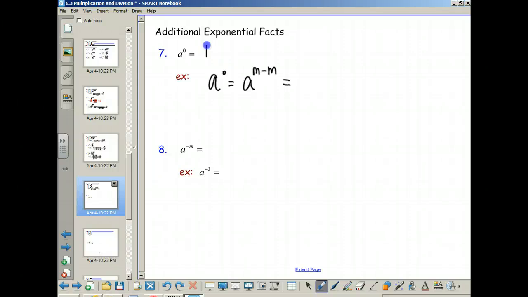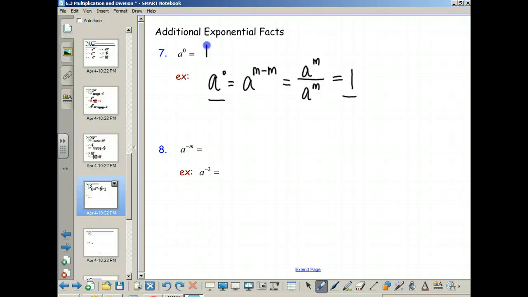But if I again use my properties in reverse, I can write this as a to the m over a to the m. That's property number 2, used sort of backwards. And then of course, anytime we divide a value by itself, it's the number 1. So if you look at where we started, a to the 0, and look where we ended, it equals 1, then a to the 0 in fact does equal 1.